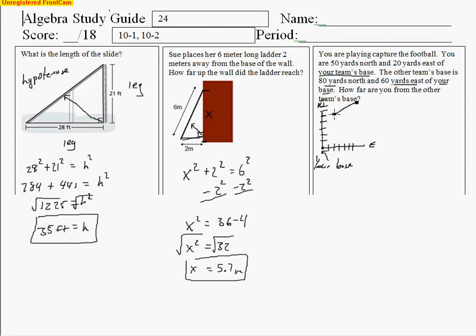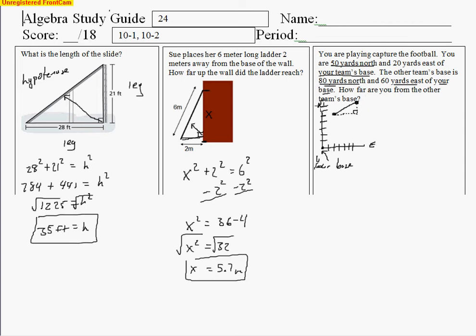And so what we want to do is we want to make a right triangle. And what I'm going to end up doing is counting the spaces going down. So I see that the distance from north, from you and your other team's base is, if we look at the northern directions, 50 yards north and 80 yards north.